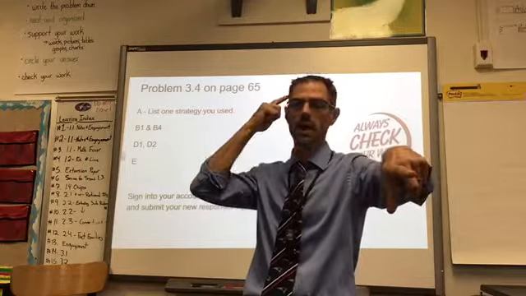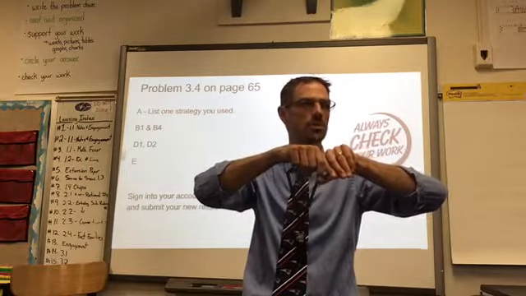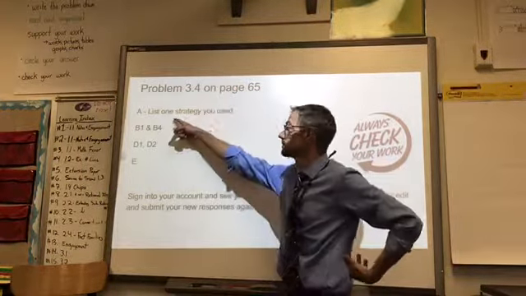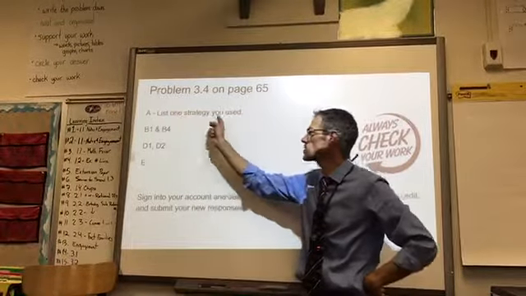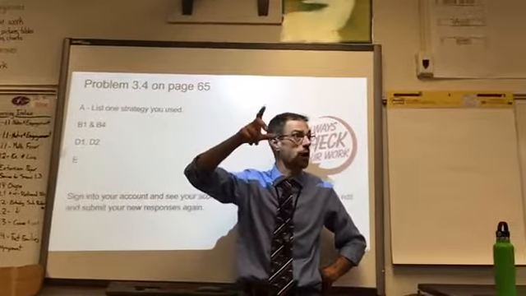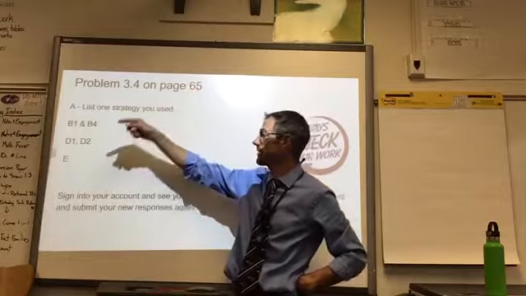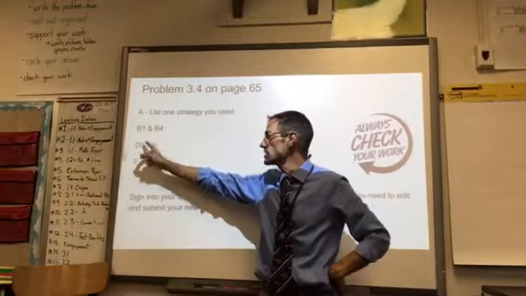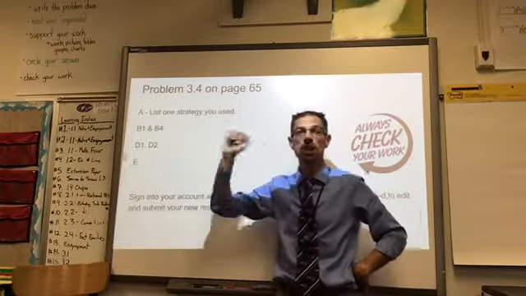I need to meet with those two to show them the integer product game. The rest of you guys: A, list one strategy you used for the product game. It's all on page 65: B1, B4, D1, D2, and E. Then what are you doing?